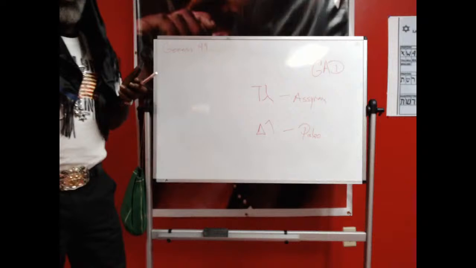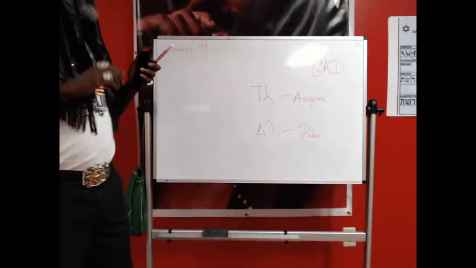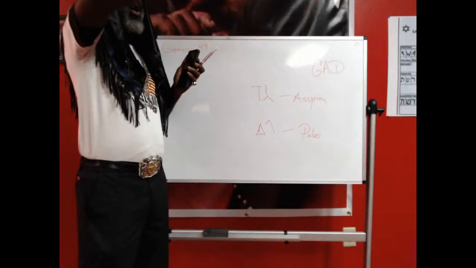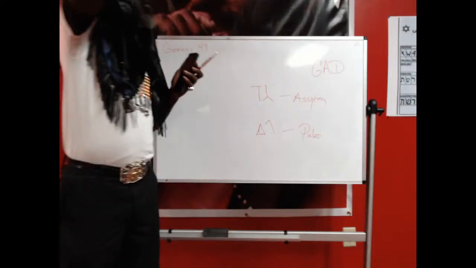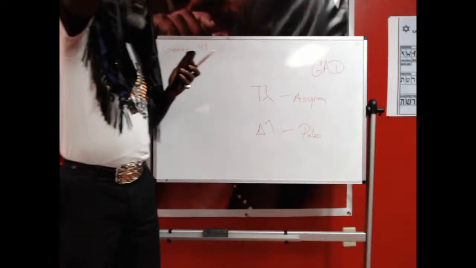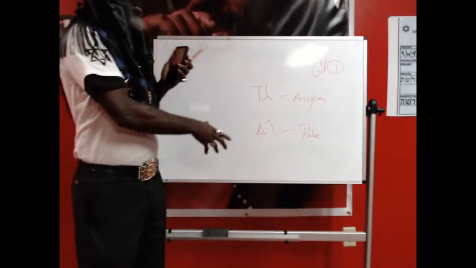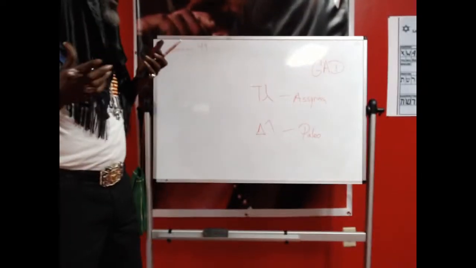Now, the world, they would have you to believe that those native people came across the Arctic shelf through Siberia and migrated from Alaska all the way down into South America. That's what they want you to believe.